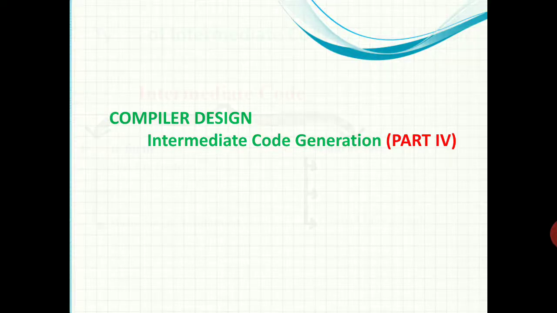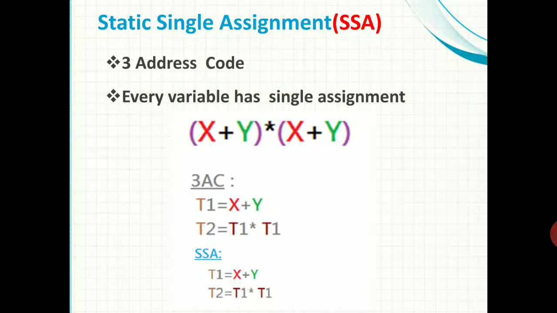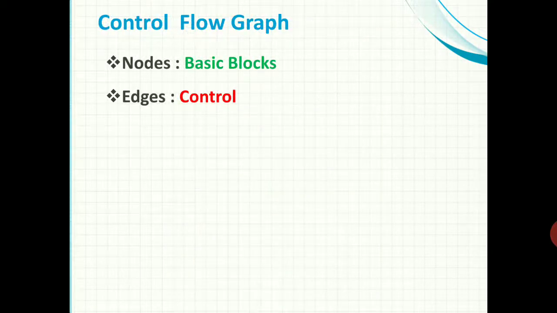compiler design. You already saw the two different representations of intermediate code, that is linear and non-linear. We completed the linear forms, then already discussed syntax tree and DAG. The last topic is the control flow graph. In the previous session, we discussed static single assignment. Today we are going to see the control flow graph.